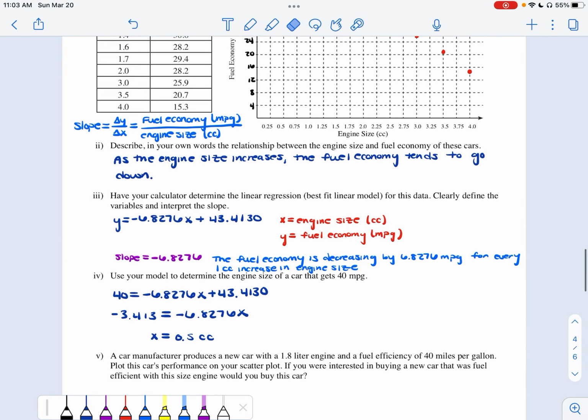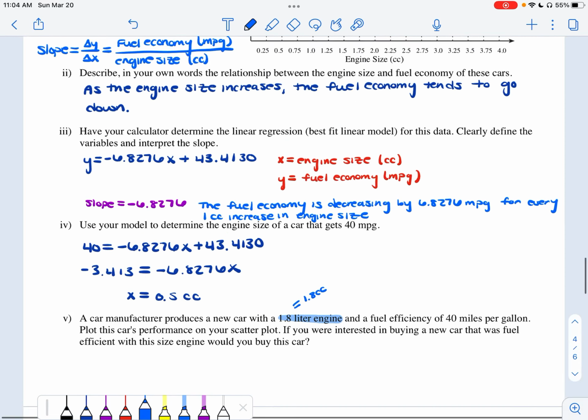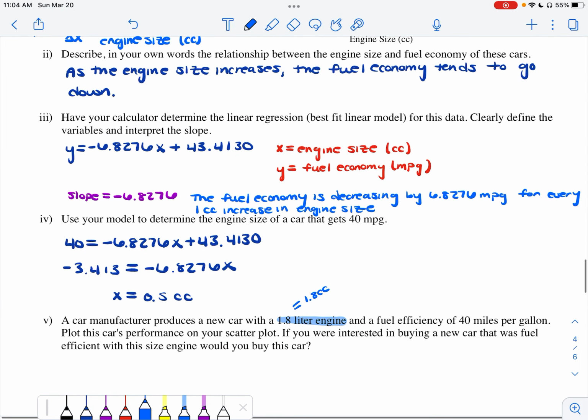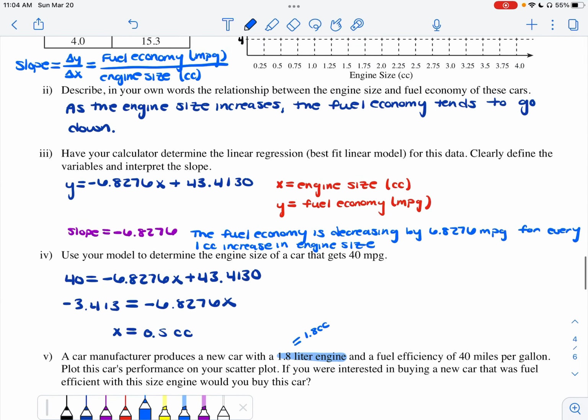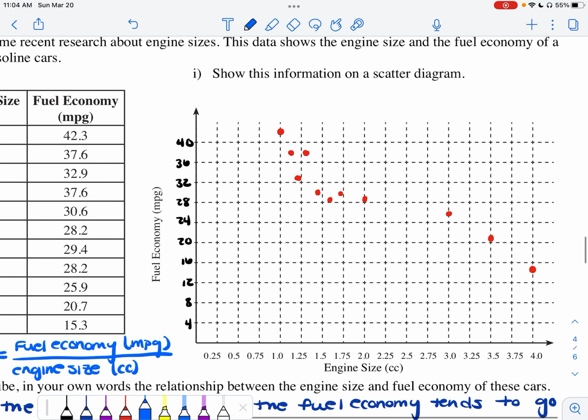I'm going to assume that our 1.8 liters corresponds to 1.8 cc's. I'm pretty sure. So I'm going to plot this as 1.8 cc's and 40 miles per gallon. Let's see if that seems to make sense. So 1.8 and 40 would be up here.